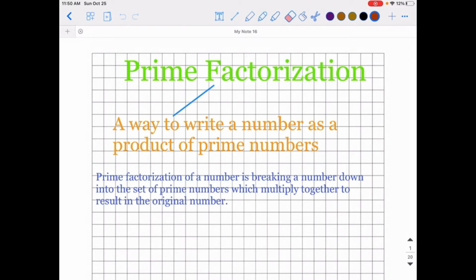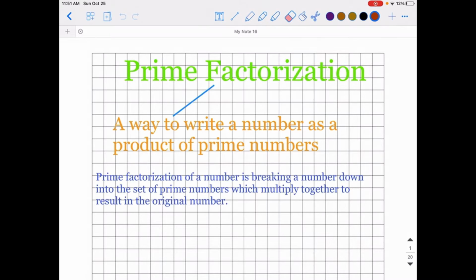A prime number means that the factors of that number, there are only two factors: 1 and itself. So 2 is a prime number because it only has two factors, itself, 2, and the other is 1. People get confused with prime numbers. They think only odd numbers are prime. That is not true, because 2 is also a prime number.